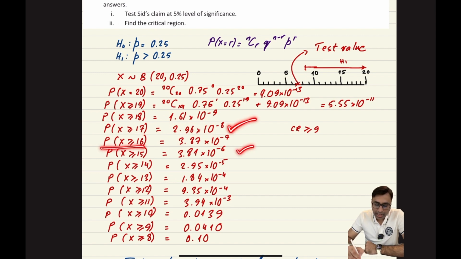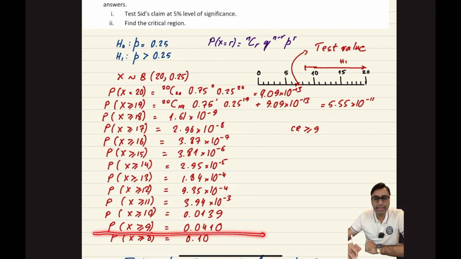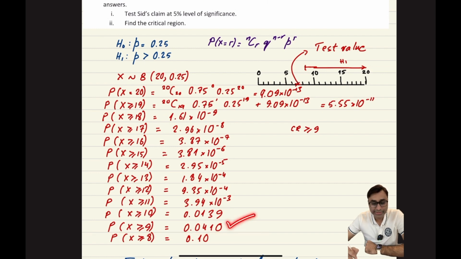So I keep on adding these probabilities, and I will only stop at the point where I cross the 5% mark. You see between 9 and 8 is where I cross the 5% mark. This is 4.10% and this is 10%. So that means the critical region crosses between 9 and 10.